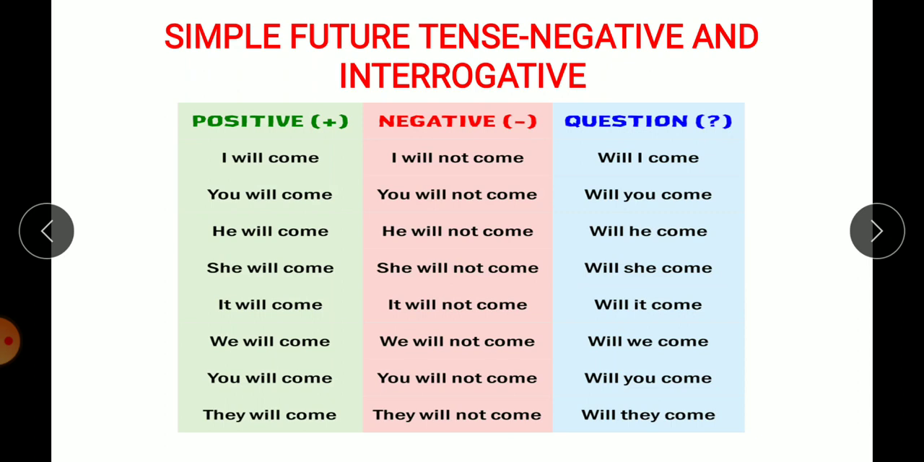Now in simple future tense also you can frame negative and interrogative sentences, or questions. You already know in simple future tense we use will, right? Will is a helping verb here. In negative, after will you put not. I will come, I will not come. When you are framing a question, the helping verb will comes before the subject. So, will I come? You will come, you will not come. Will you come? He will come, he will not come. Will he come? That way it will go.